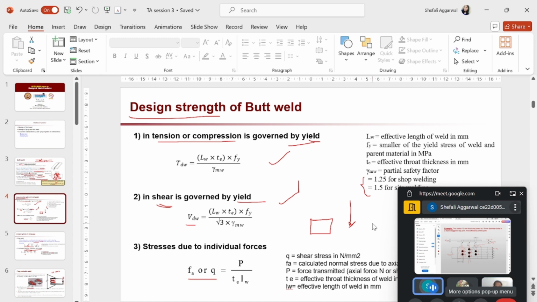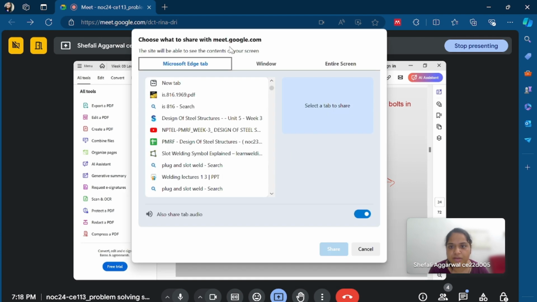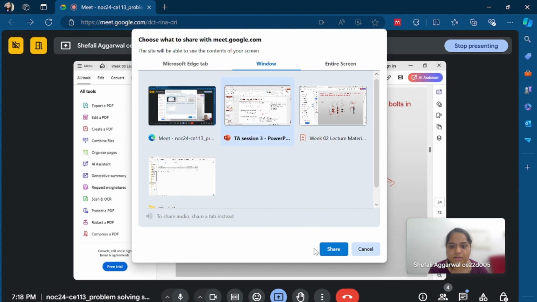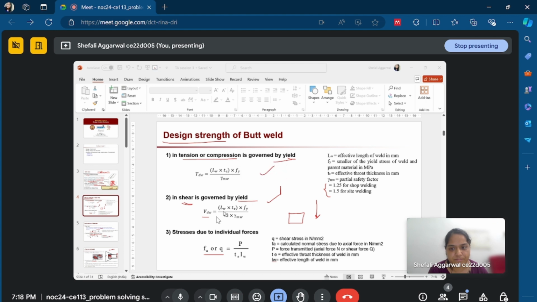It is fine, ma'am. We can continue in the next class. It is easy. In case of butt weld only, it is there.